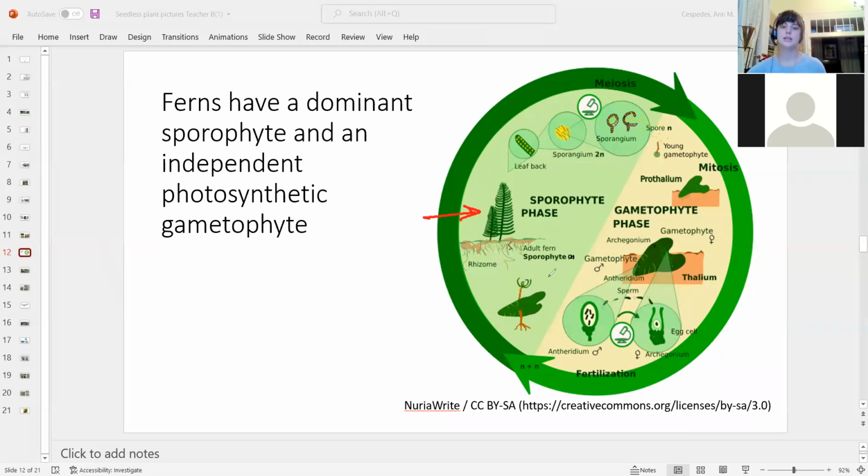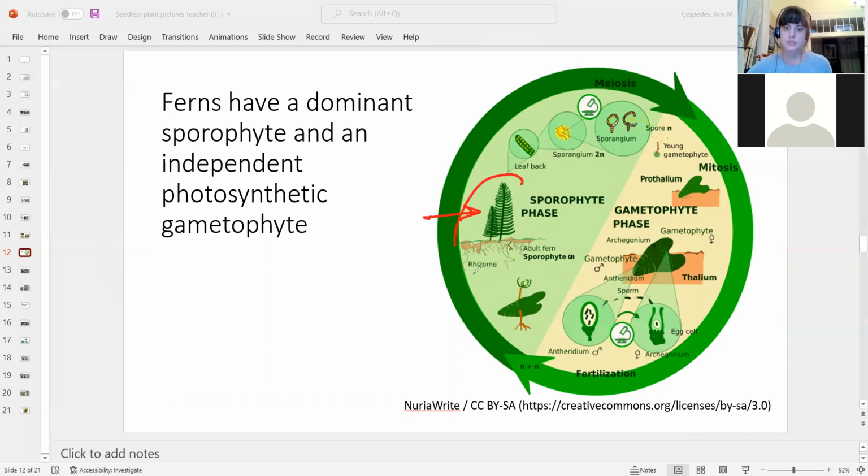The gametophyte is a tiny, tiny little heart-shaped, leafy-like structure that's low to the ground. It's basically like a little flat leaf. You'd have to really look hard to find one. And that's the only haploid structure, okay?